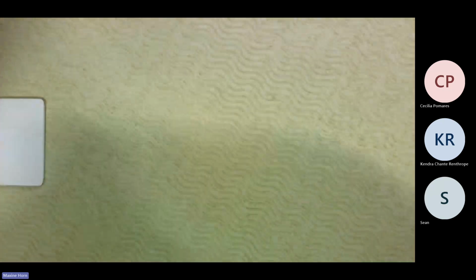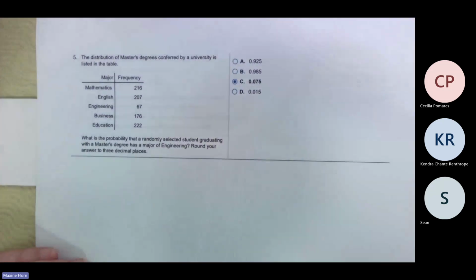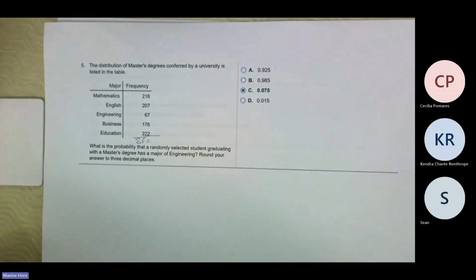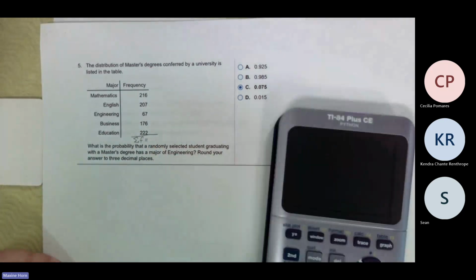Moving on to number 5. Okay, distribution of master's degrees conferred by a university is listed in the table. What is the probability that a randomly selected student graduating with a master's degree has a major in engineering, and then round your answer to 3 decimal places? Okay, so the first thing that we need to do is to say, well, what is my sample set? How many degrees do I have in total? I need to find the sum of the frequencies, right? That notation should look familiar from the last couple of chapters. So we're going to add all of these up, right?